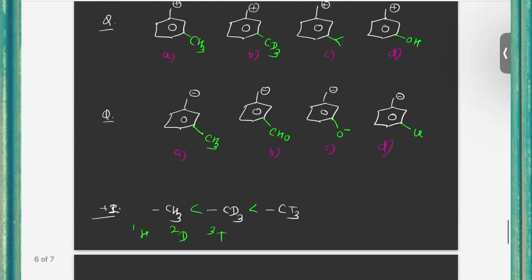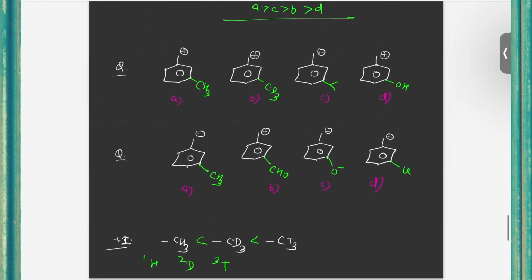You know the mass number? Mass number of hydrogen is 1. Deuterium is 2. Tritium is 3. So more is the atomic mass, more will be the plus I. Okay, try.